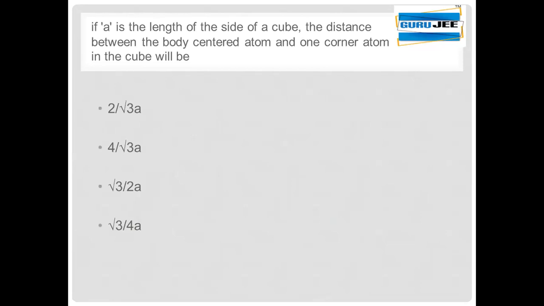Again, if a is the length of the side of a cube, the distance between a body-centered atom and one corner atom in the cube will be? Okay, if a is the length of the side of a cube, the distance between a BCC atom and one corner atom in the cube will be? How can we find out the answer? Again, we have to check the packing efficiency portion.